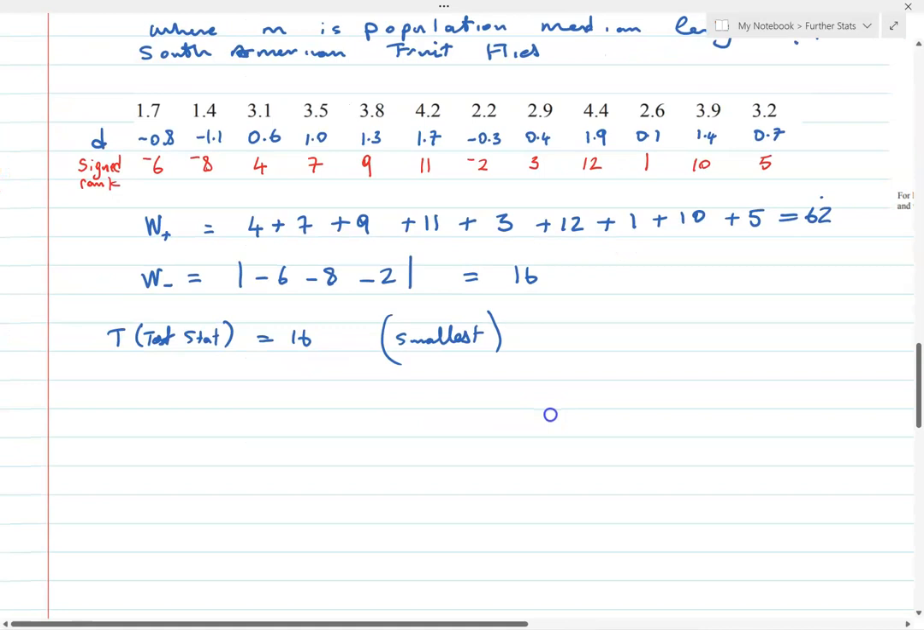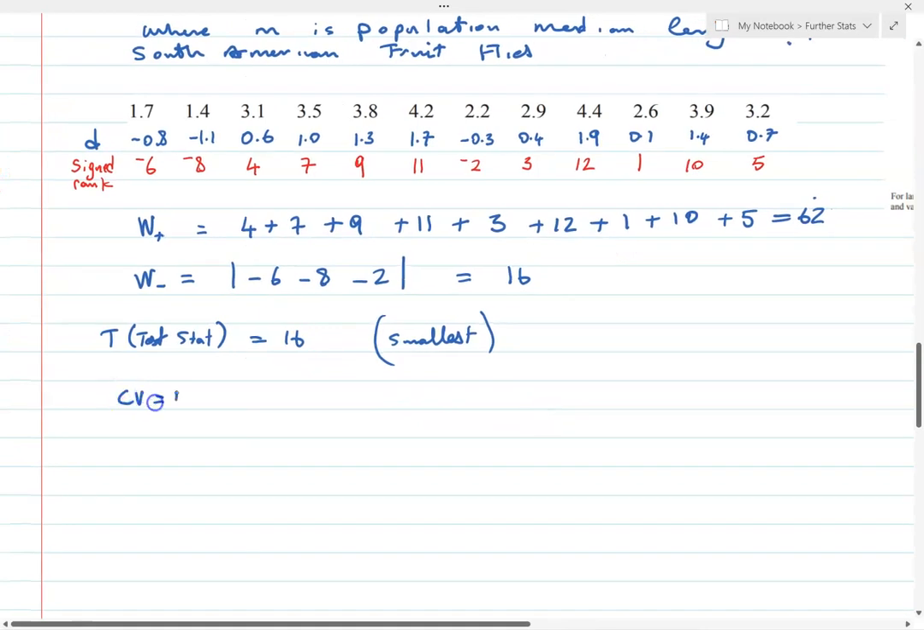So the critical value is 17. Now 17 is basically the largest value at which we would reject the null hypothesis. For example, 18 we would not reject because it's too big, but 16 is below, so we reject. So because T equals 16 is less than 17, which is the critical value, we reject H0.